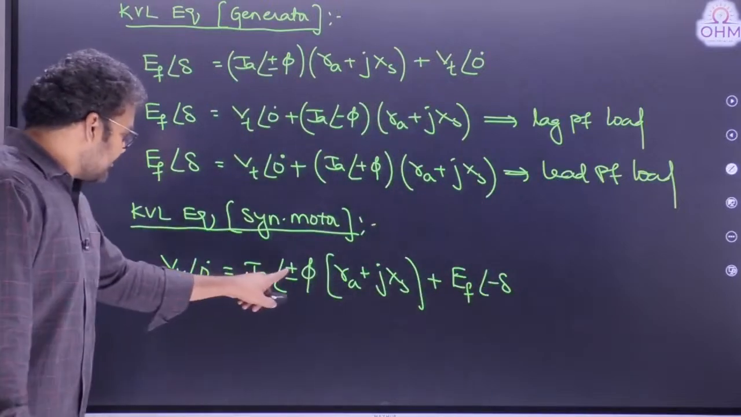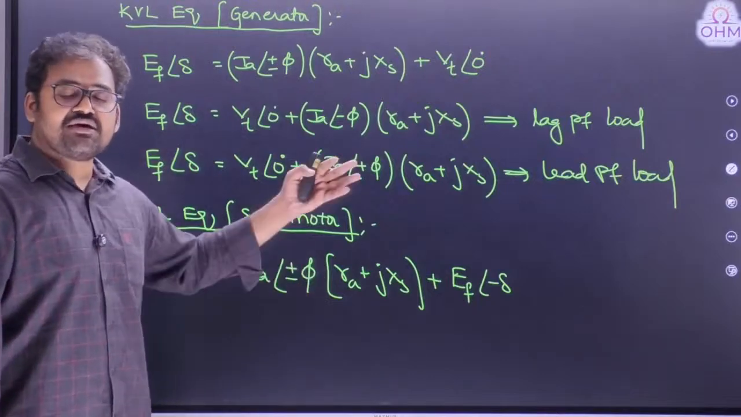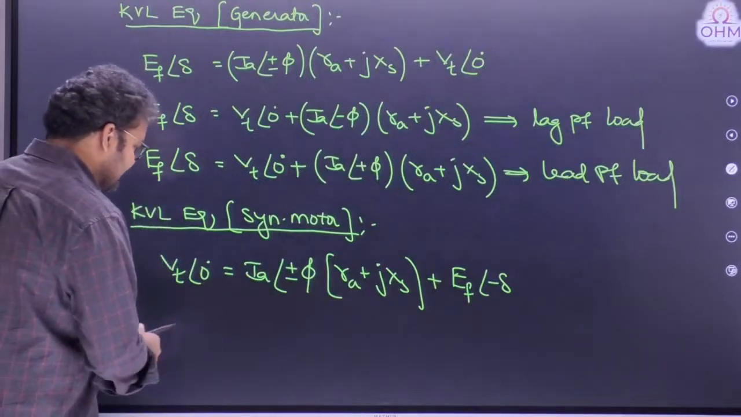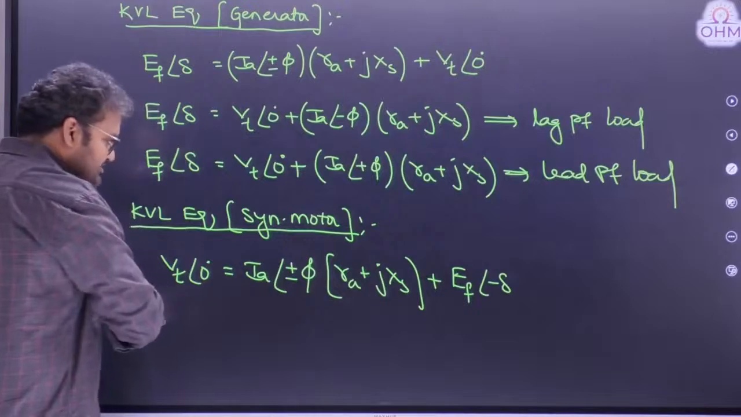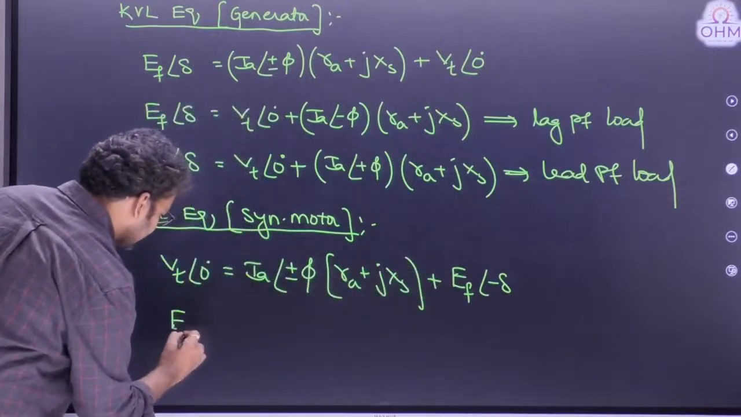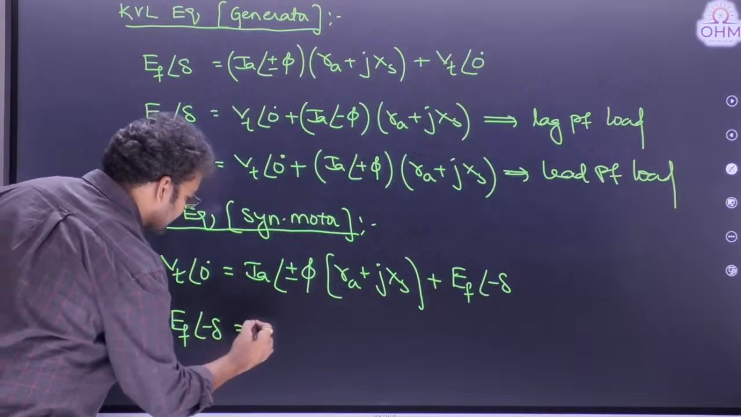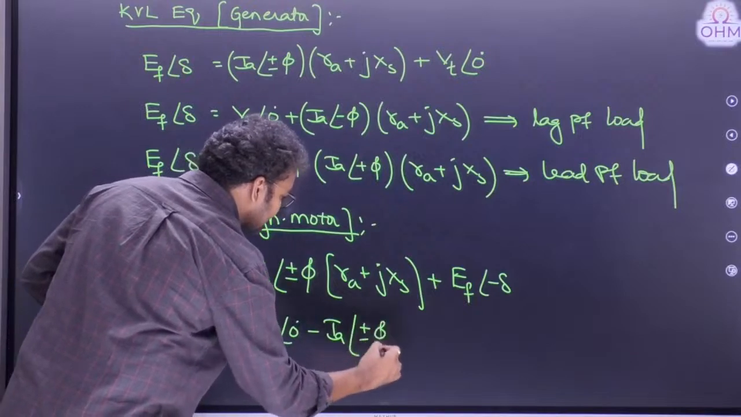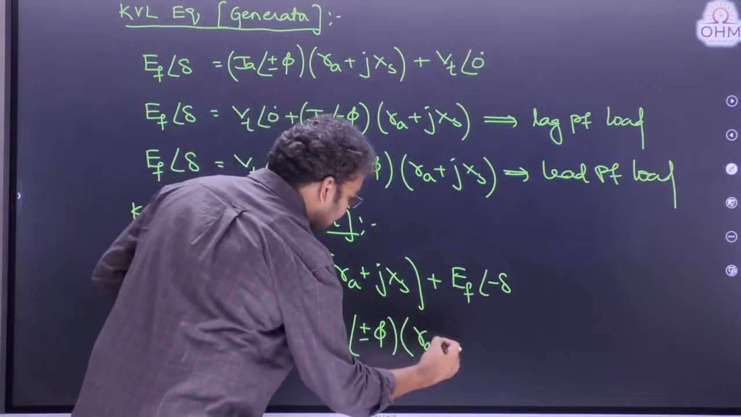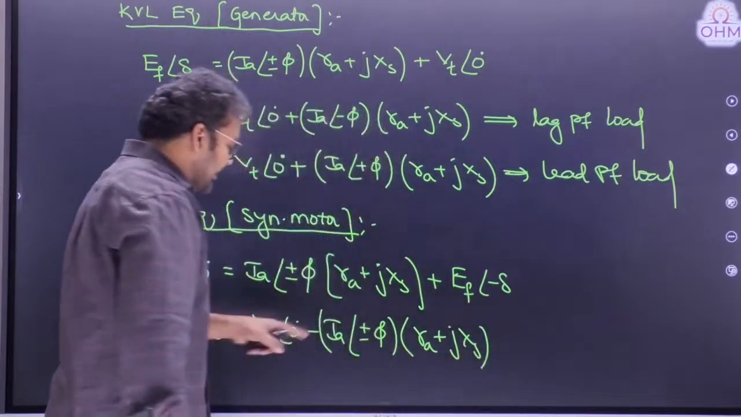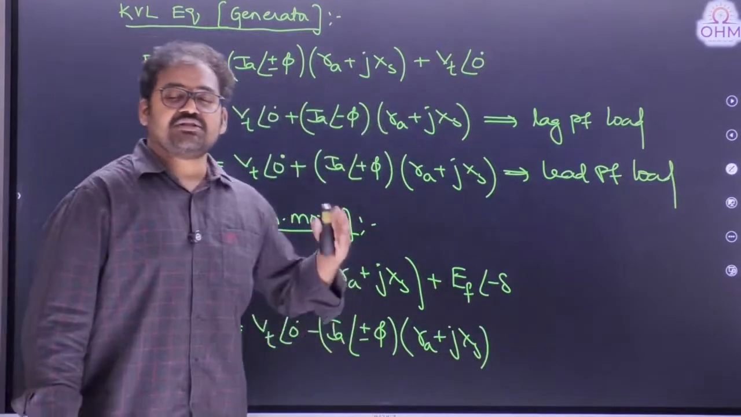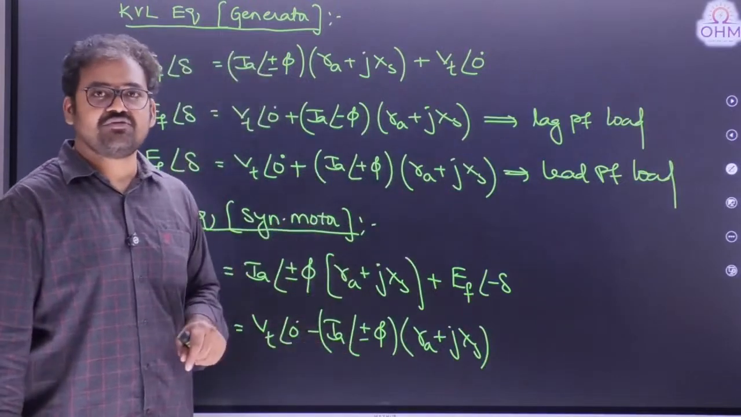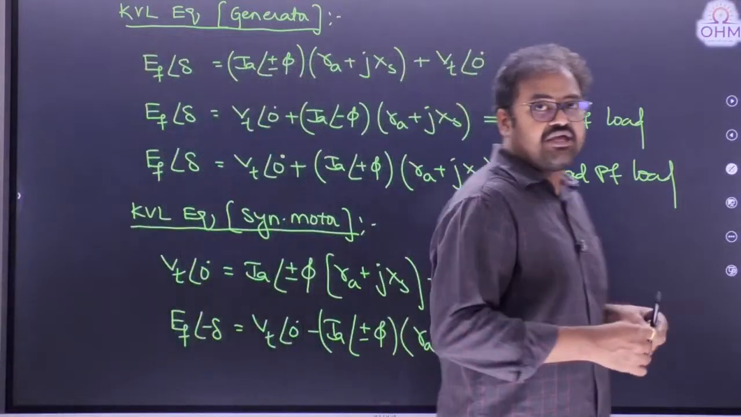Correct? Again, a positive angle you have to use for leading power factor, a negative angle for lagging power factor. So I take this drop to the left side. Therefore, EF at an angle minus delta is equal to VT at an angle 0 minus IA at an angle plus or minus phi into RA plus JXS. Again, a positive angle means the current is leading the terminal voltage. A negative angle means the current is lagging the terminal voltage. So you can write down the KVL equation.